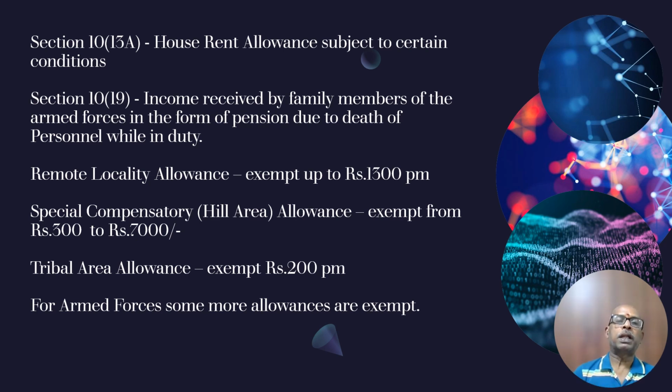Now, apart from that, remote locality allowance up to 1,300 per month is exempt. Beyond that, it is taxable. Special compensatory hill area allowance normally ranges from 300 to 7,000, area wise, and that is exempted. Tribal area allowance is exempted up to 200 per month. Armed forces get a lot of special duty allowance and that is exempted, but not for other people. Even for central government employees, it is not exempted. But for armed forces, because they have to leave the family and go around, there is some special concession.